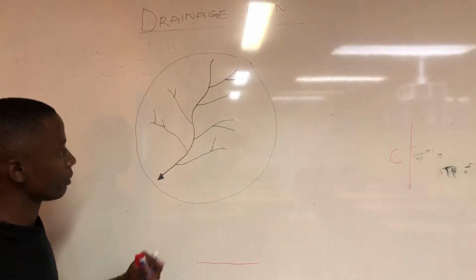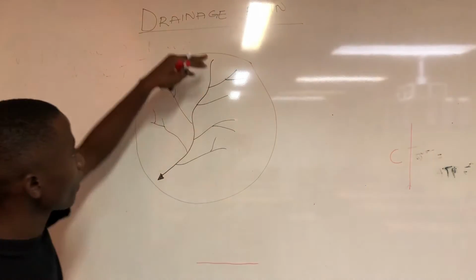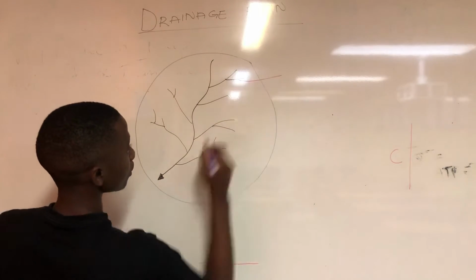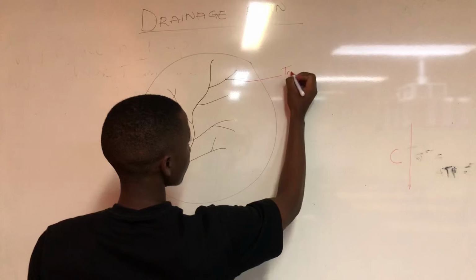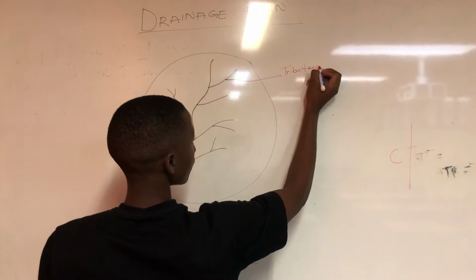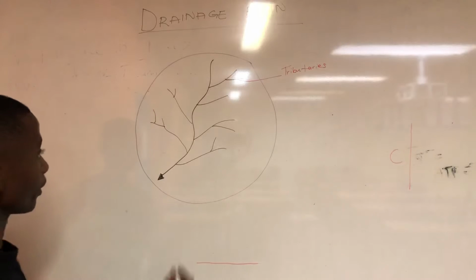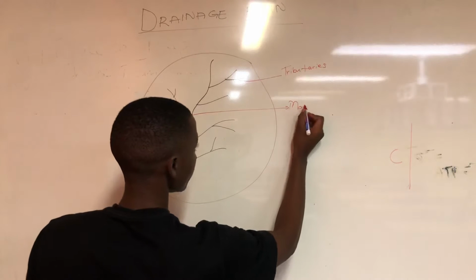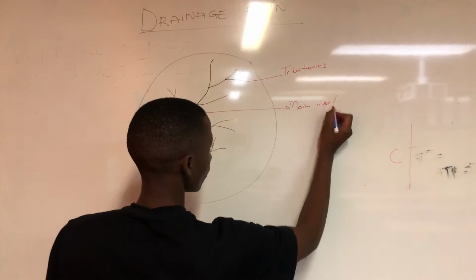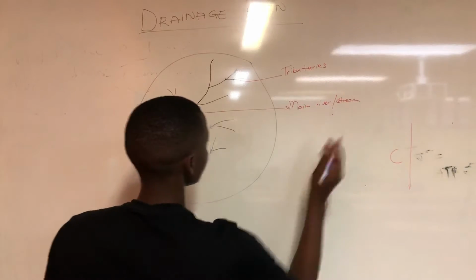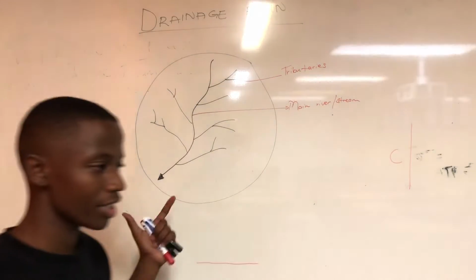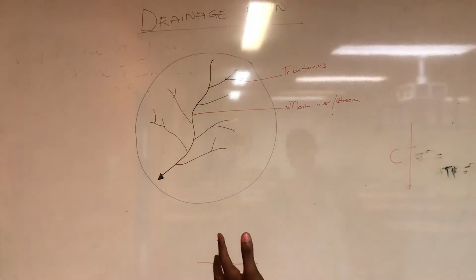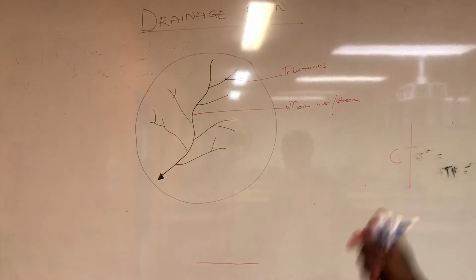Ladies and gentlemen, I have to just tell you that these are tributaries, and this is the mainstream. This is the main river or the mainstream. This is a drainage basin, ladies and gentlemen, an area that is drained by the river and its tributaries.